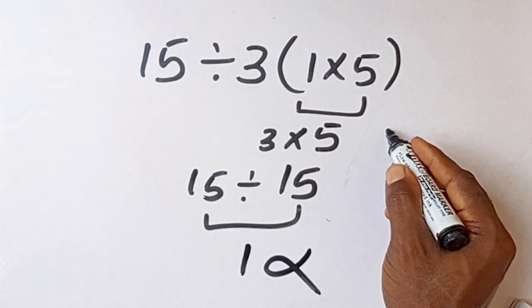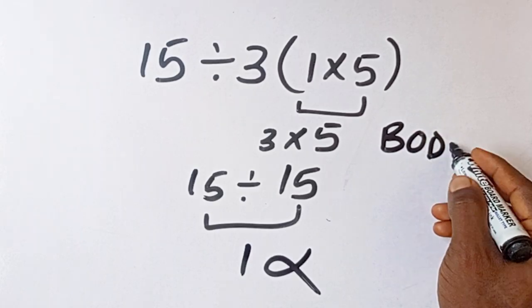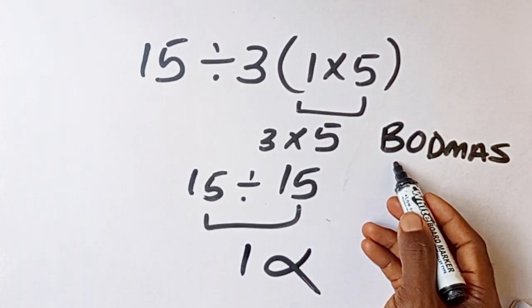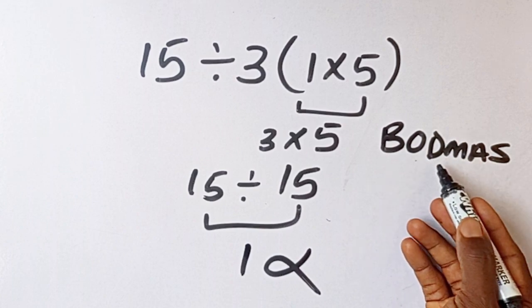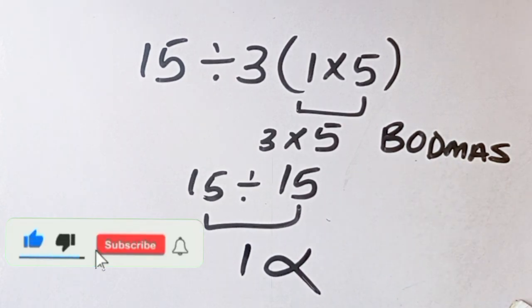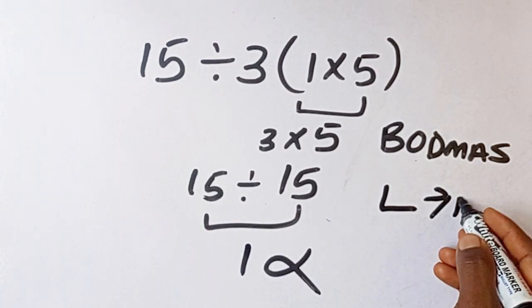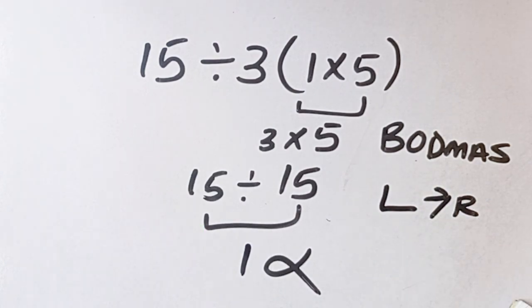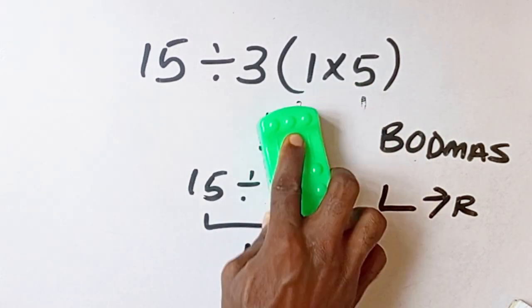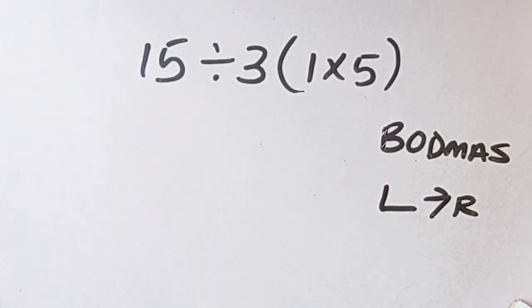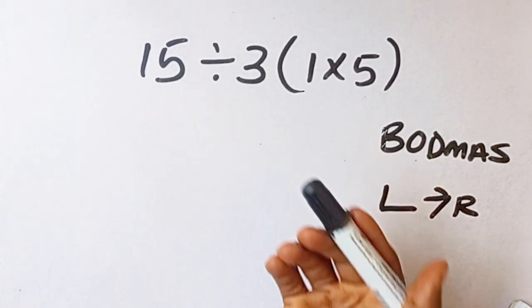Because according to the order of operation, BODMAS, B stands for bracket, also known as parenthesis, O stands for of, D stands for division, M stands for multiplication, A stands for addition, and S stands for subtraction. And don't forget, we are solving this rule from left to right. So if we follow the rules, our answer is not going to be 1, okay? Most people get it wrongly by saying the answer is 1.